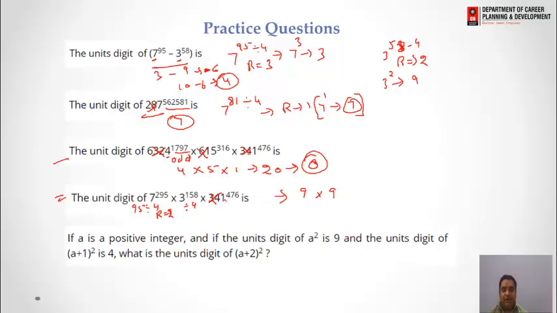The next is 1 power something, which gives us 1 as the answer. Here 9 into 9 is 81, so 1 is the unit digit. That's the answer for this question. The last question is very interesting and a very complex sort of question we may have.